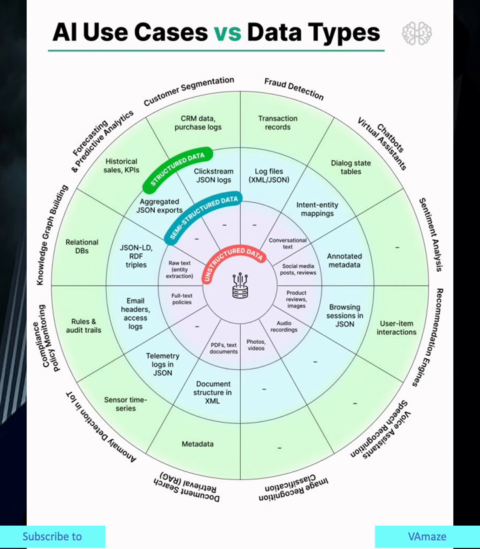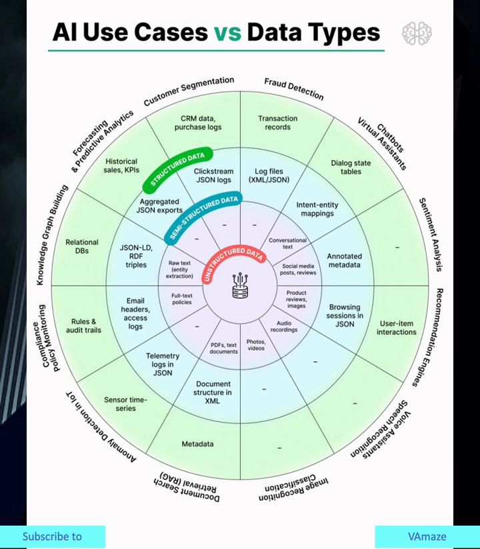The data pipeline prerequisites. Each data type in the diagram implies a different set of infrastructure requirements. Structured data requires traditional ETL pipelines, data warehousing, and SQL-based processing capabilities. Semi-structured data needs flexible ingestion systems, schema evolution management, and NoSQL processing capabilities. Unstructured data demands specialized processing pipelines, feature extraction systems, and often real-time streaming architectures.